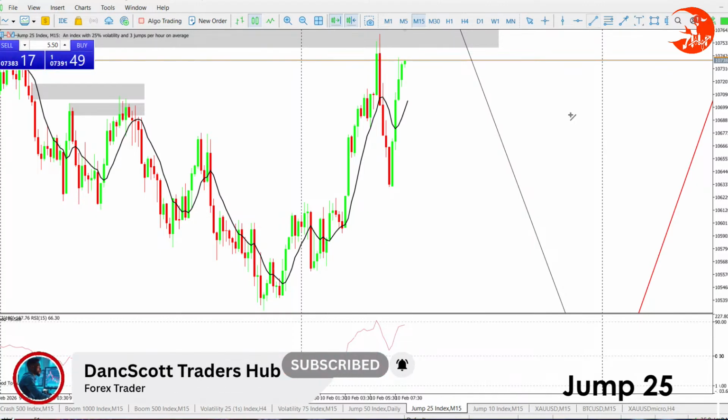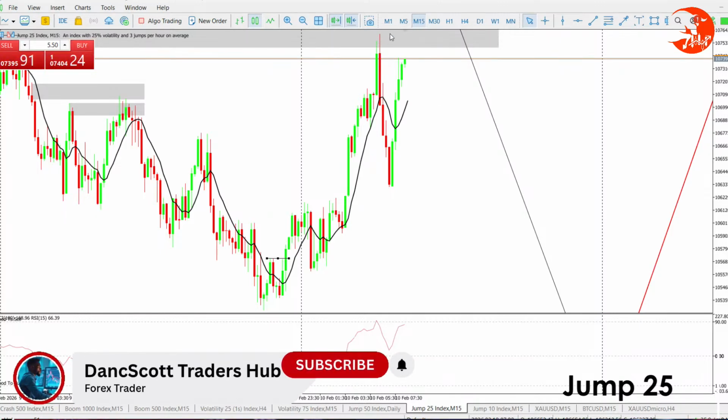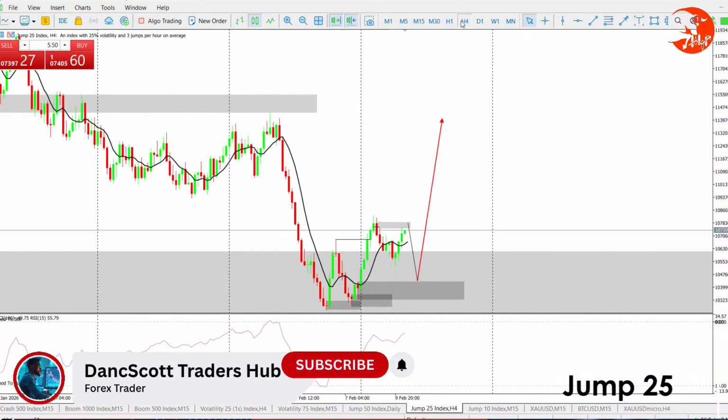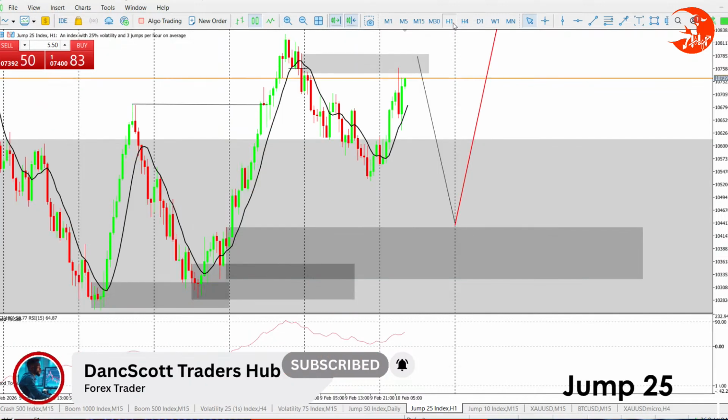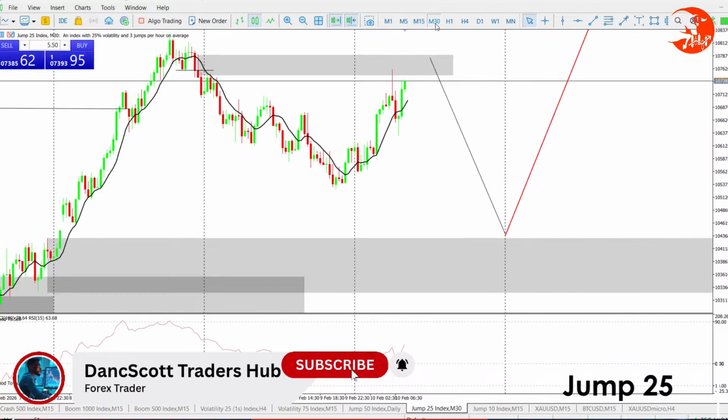Yes, this was a perfect change of character yesterday late night. You can see change of character, a higher high, higher low, higher high, now higher low. Now it's going to drop because it has reached a resistance level. So what do we do? We wait, because sells are coming in anytime from now. We wait.